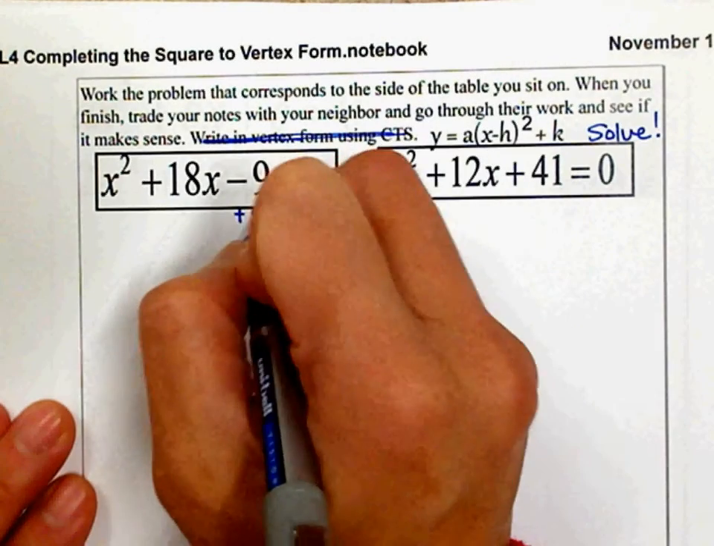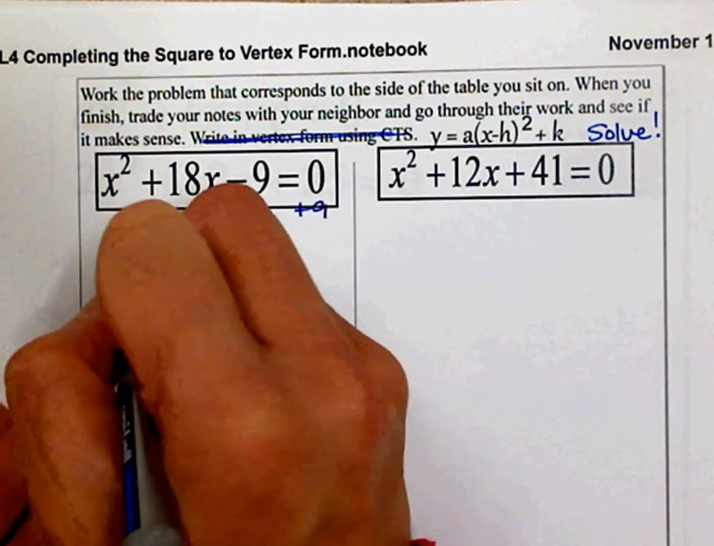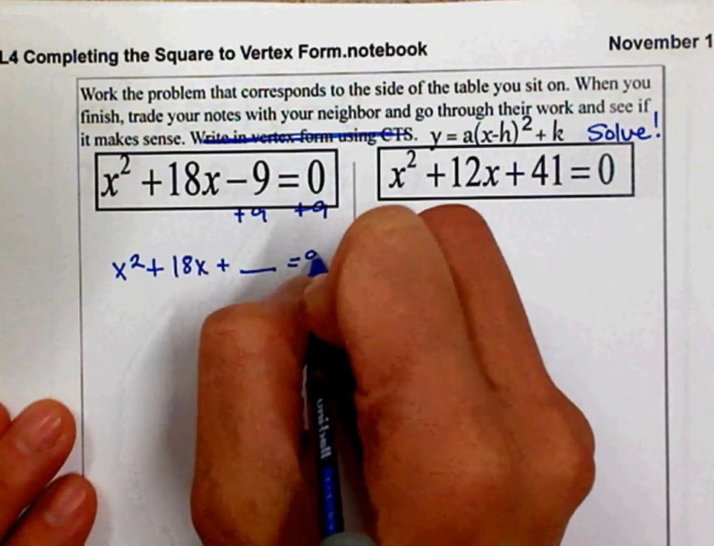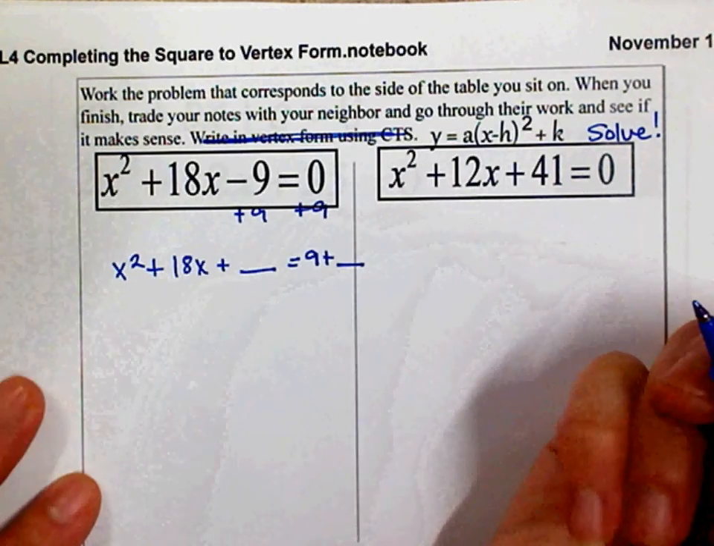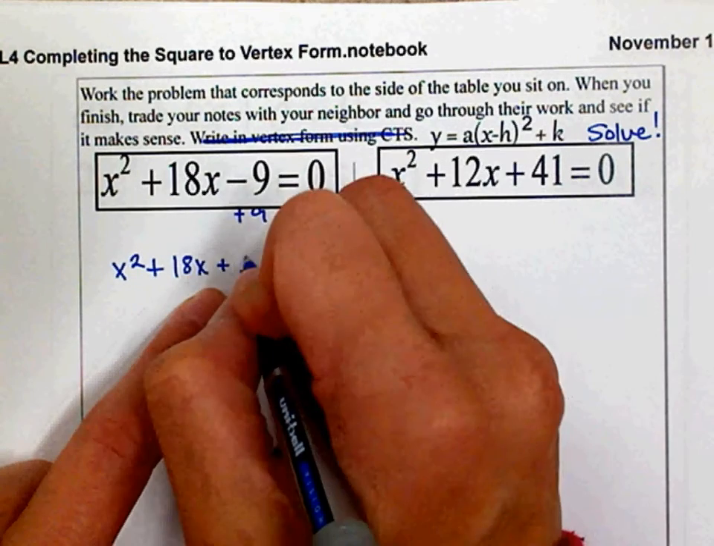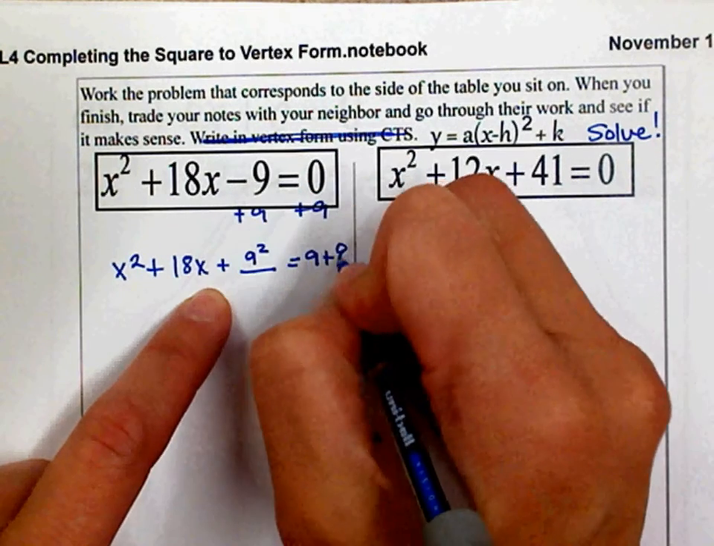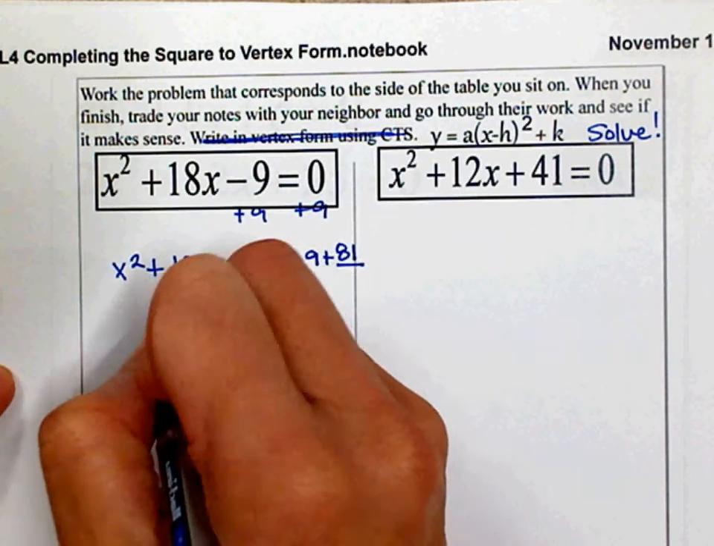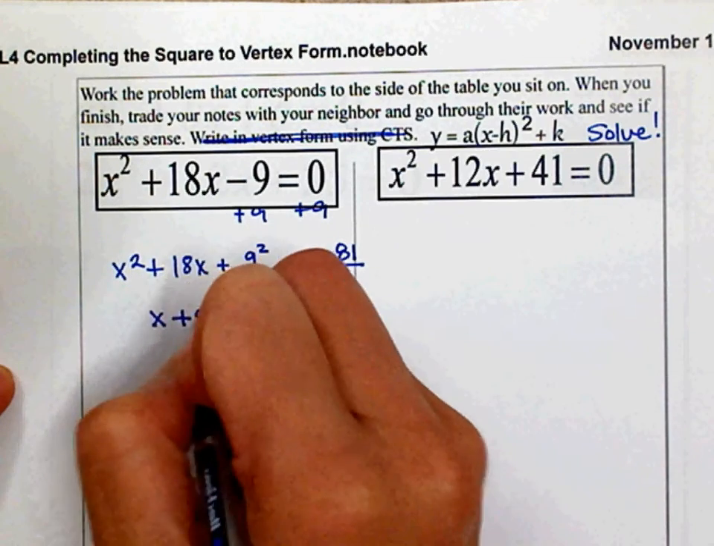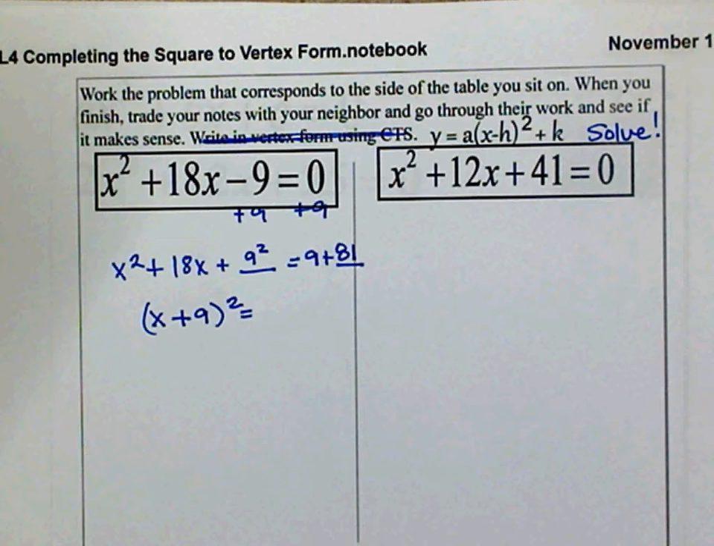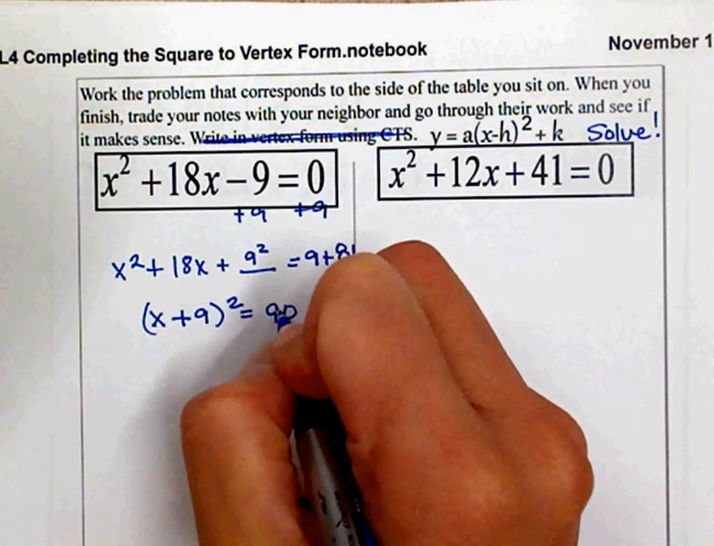So x squared plus 18x plus a blank is equal to 9 plus a blank. Just like that. Half of 18 is 9. And 9 squared is 81. Okay? Now I'm going to rewrite this in factored form. So x plus 9 squared is equal to, what's 9 plus 81? That is 90. Now, to write in vertex form, you would move this over, right?